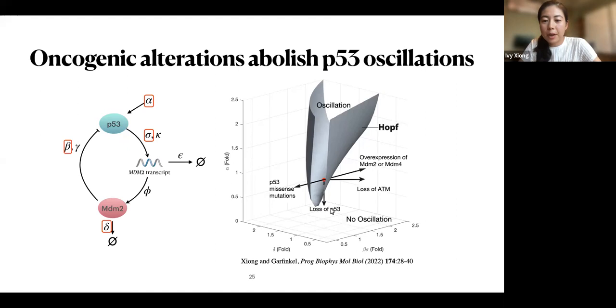For example, loss of PV3 would pull the system down and out of the Hopf region. PV3 missense mutations will pull the system to the left along the arrow here. It's a long way, but in the end, you'll be out of the oscillatory region. And then overexpression of MDM2 or MDM4 would put the system to the right, diametrically opposite from PV3 missense mutation, but it also puts the system out of the oscillatory region. Loss of ATM puts the system sideways, but has the same outcome.